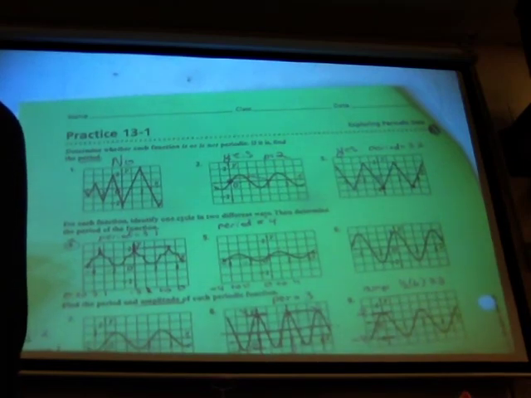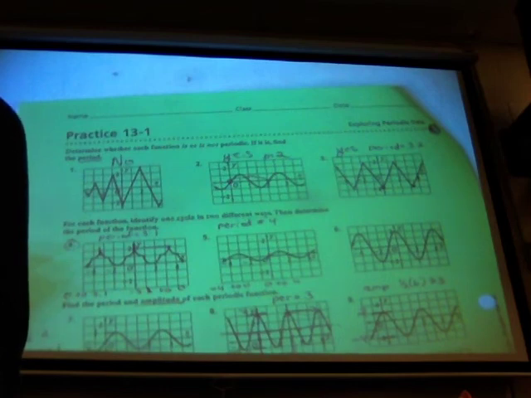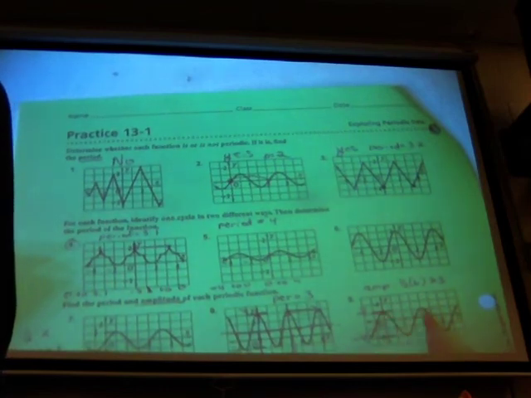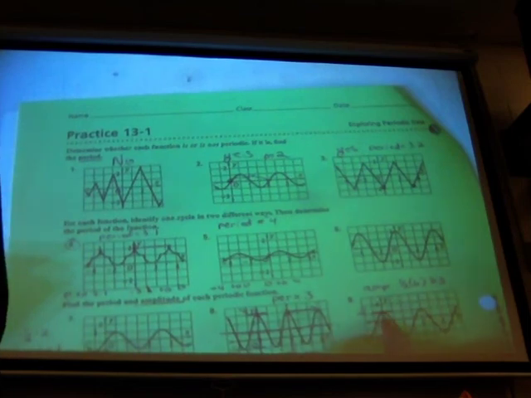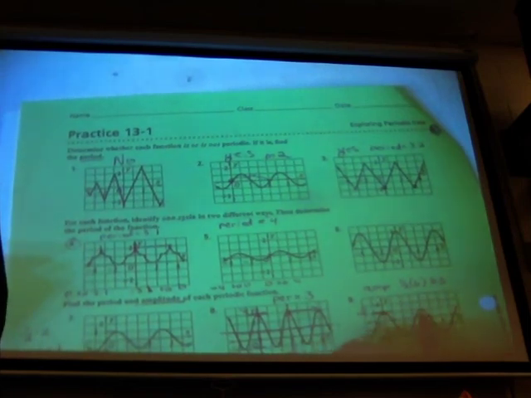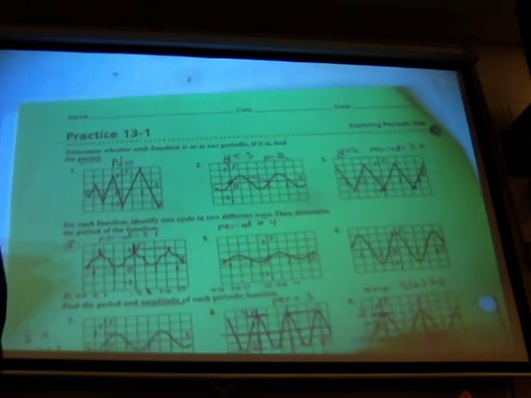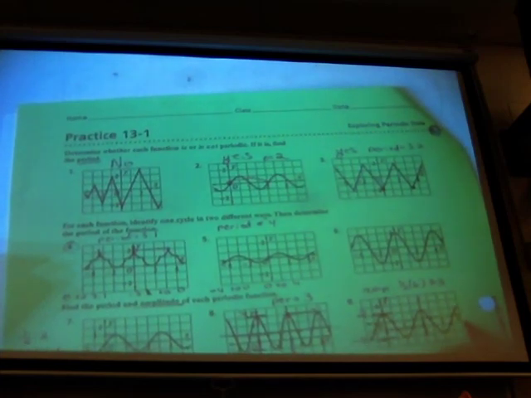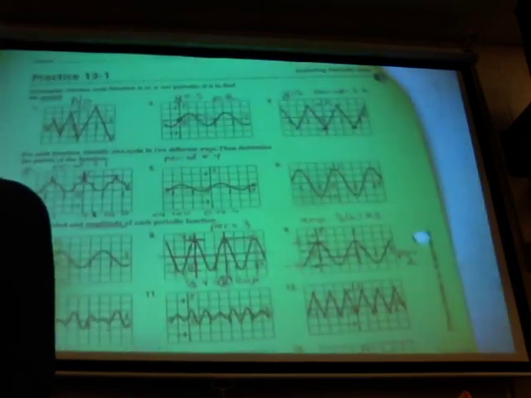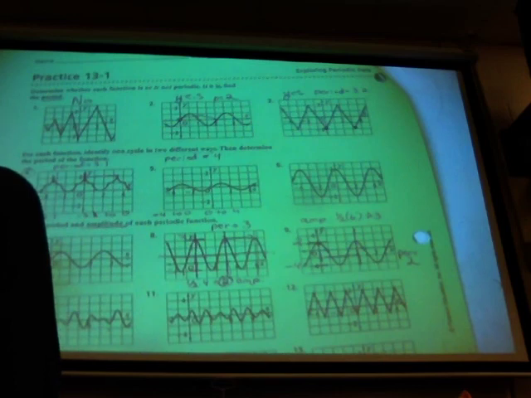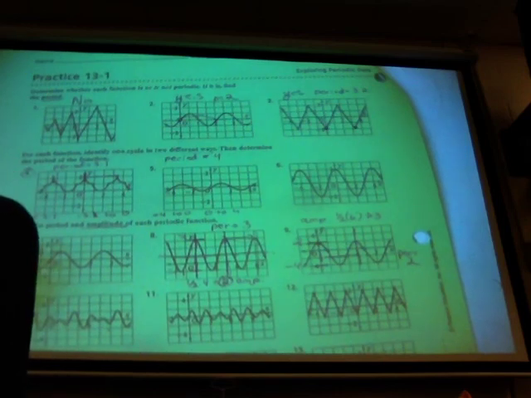What's the length of the period? 4? 2. Here's where it starts repeating, right here. So this is my period from here to here. This length, the period, is 2. Okay? Does that make sense? Okay, that's it. Yay!